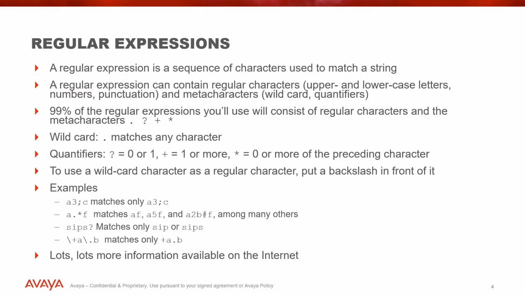The dot is a wildcard that matches any character, and the quantifiers let you specify how many of the preceding character you want to match. So a question mark matches 0 or 1. A plus will match 1 or more. A star will match 0 or more. With just these 4 meta characters, you can already create all sorts of interesting effects. If you wanted to use one of these 4 meta characters literally, so you literally want to match a question mark, for example, just put a backslash in front of it.